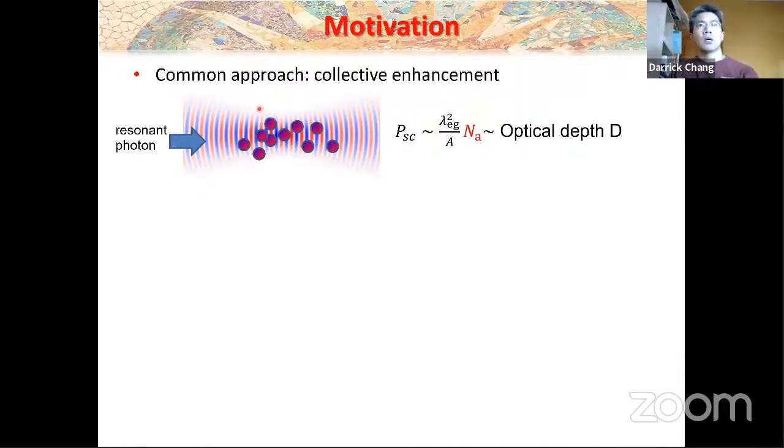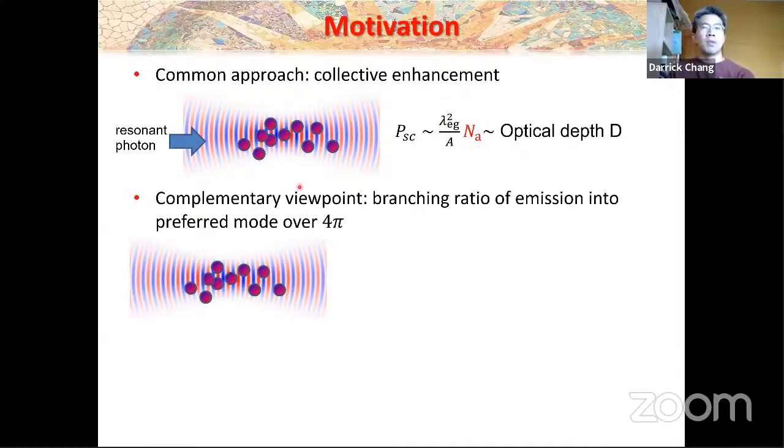One common approach to try and get closer to 100% is simply to use a lot of atoms instead of one. In that case, the interaction probability is enhanced by the number of atoms. And this quantity is known in atomic physics language as the optical depth of your atomic ensemble.